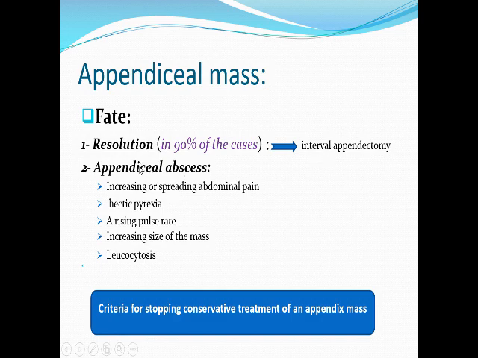The other situation, during follow-up, you might find increased pain, hectic fever, increased tachycardia, increased size of the mass, leukocytosis. That means the appendix perforated within the mass. It means appendicular abscess. What will be the management here? The management will be drainage of pus and interval appendectomy after 6 months. Here, with resolution, discharge and interval appendectomy after 3 months. If abscess occurs, drain the pus and interval appendectomy after 6 months.